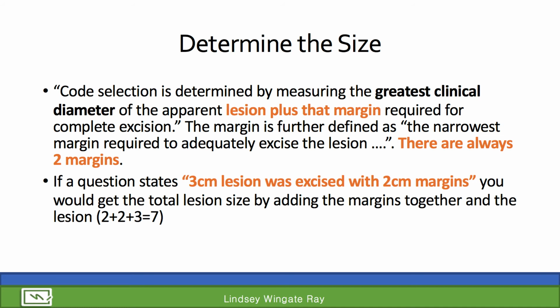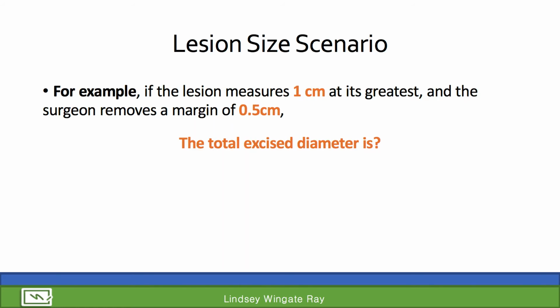Also, go ahead and add a note to these pages that you can't code a simple closure separately after a lesion excision. You, however, can code an intermediate or complex repair separately. We will go into repairs more here in a second. Let's do this first scenario together.